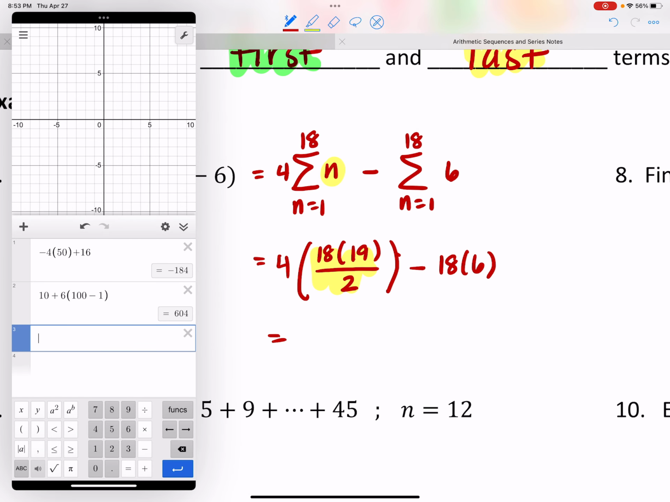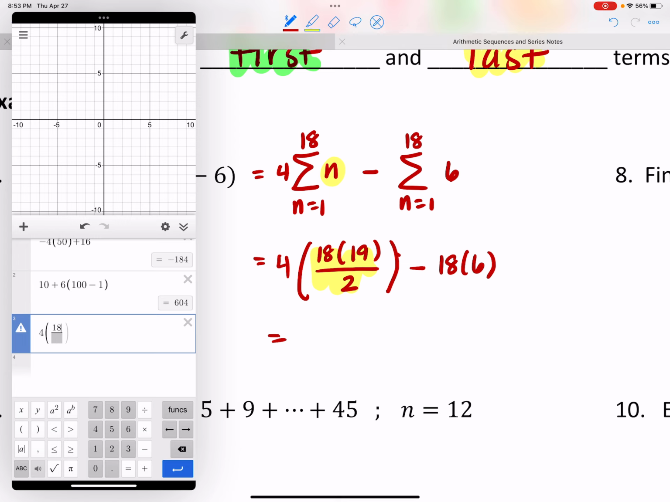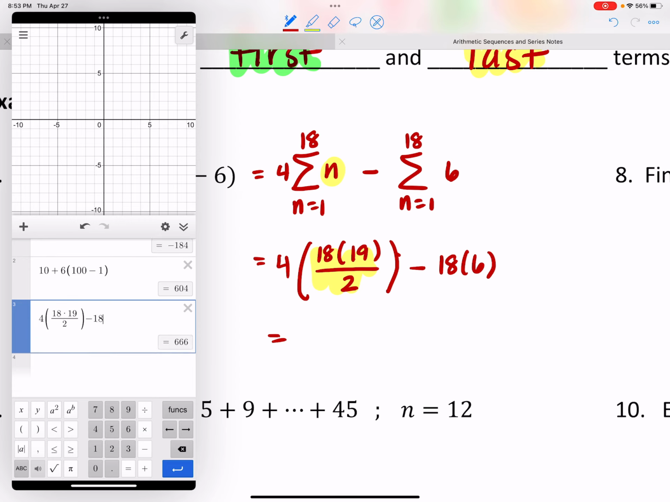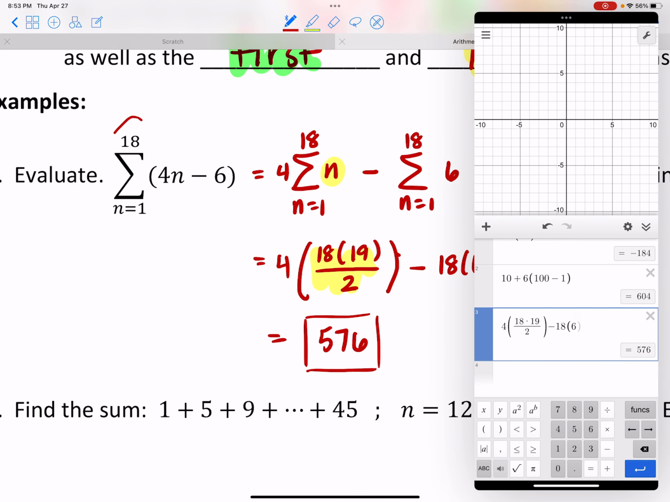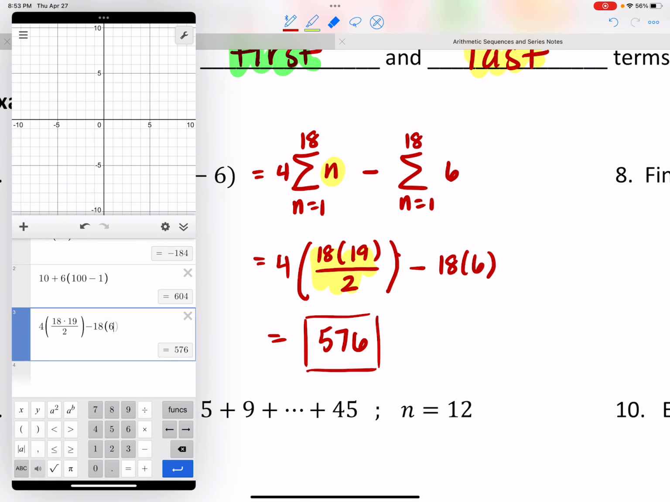And let me see, 4 times a fraction, 18 times 19 in the numerator, divide by 2 in the denominator, and then subtract from that 18 times 6, and we end up with 576 for our sum. So if I was to list out the 18 terms created by this, by inputting the 1, the 2, the 3, all the way up to 18, and then add them up, I would get to 576.